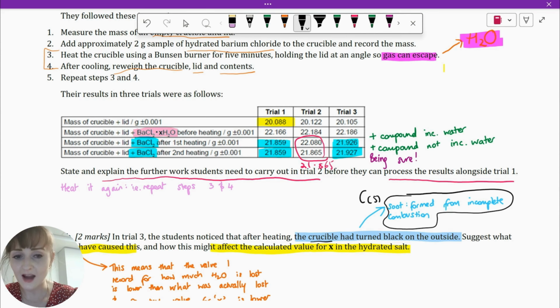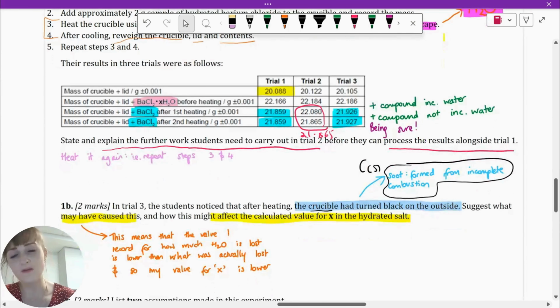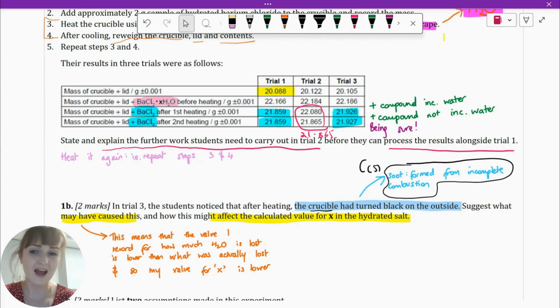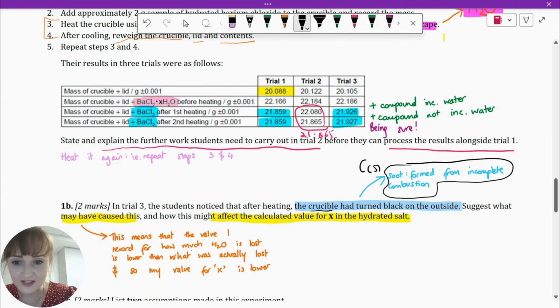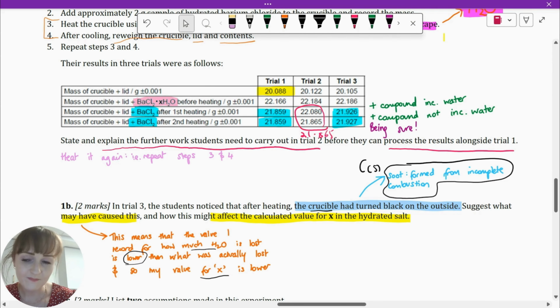The problem is carbon is a solid, that soot is a solid. So when I record my third mass value and my fourth value, what that includes is some of the soot. So my mass is never going to decrease as much as it should because some of the loss of the water is now being mitigated by the fact that some carbon has been added on. So for that reason, the value that you record for how much water is lost is always going to be a bit lower than what it actually was, and hence your value for X will also be lower.